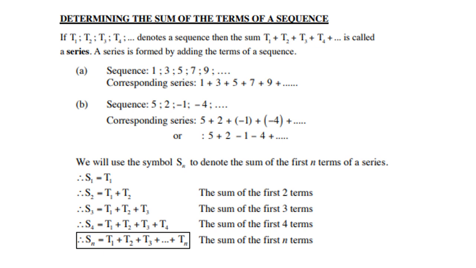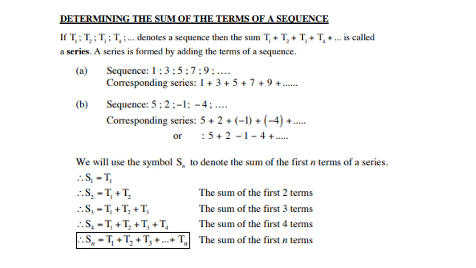So if T1, T2, T3, T4 denotes a sequence, then T1 plus T2 plus T3 plus T4 is called a series. So be careful now. For a sequence, we use semicolons. For a series, we use a plus or a minus. A sequence 1, 3, 5, 7, 9 can be written as a series, 1 plus 3 plus 5 plus 7 plus 9. If the sequence is 5, 2, negative 1, negative 4, then it can be written as a series, 5 plus 2 minus 1 minus 4 and so forth.